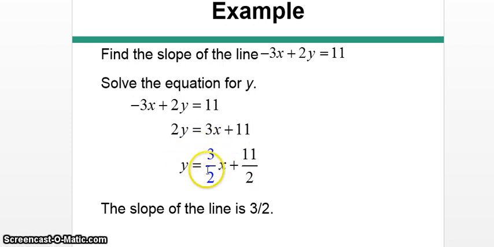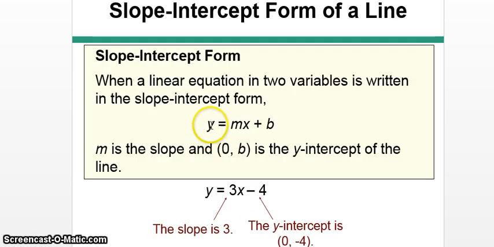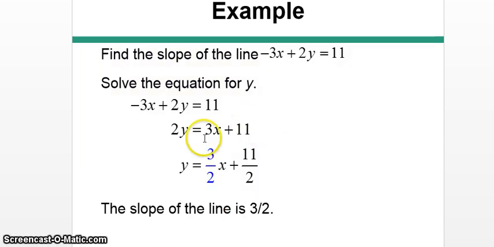You have to write the given equation in the slope-intercept form. This is the slope-intercept form, and m is the slope multiplied with x. Here 3 by 2 multiplied with x, so 3 by 2 is the slope.